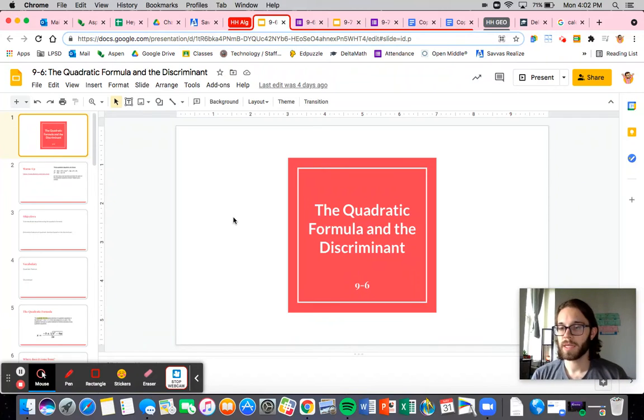Hi everyone, just wanted to take a moment to talk a little bit about the quadratic formula. The quadratic formula is a method of solving quadratics that is always going to work. In terms of its ease of use, it's not necessarily that it's hard, it does just require a lot of computation. And it's usually not necessarily the fastest.